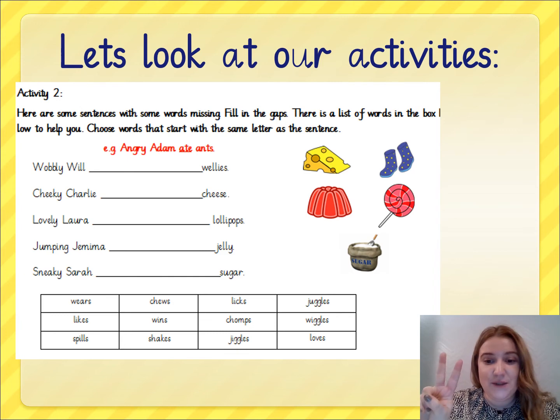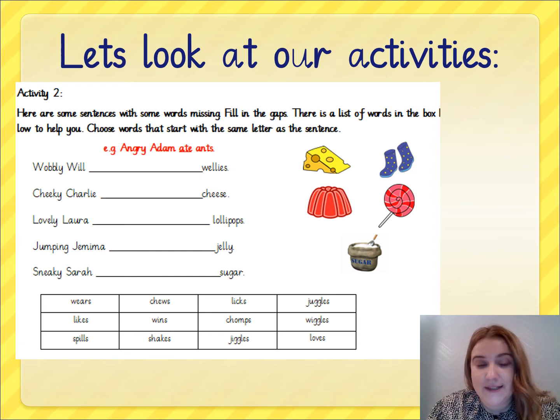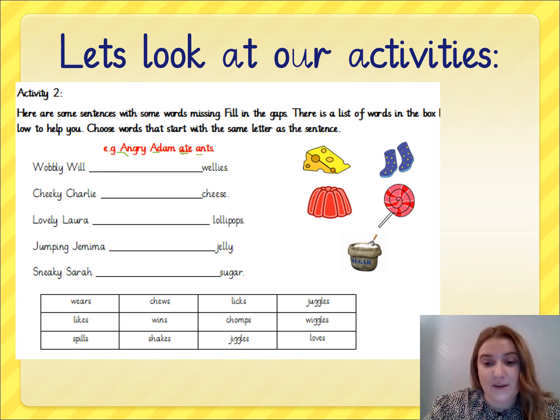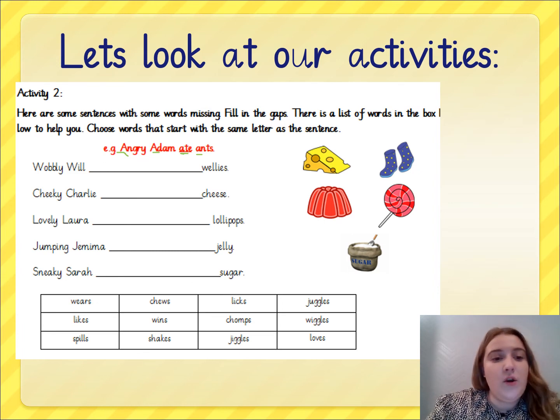Here is activity number two that I would like you to complete this morning. It's a fill in the missing gaps. It says, here are some sentences with some words missing. Fill in the gaps. There is a list of words in the box below to help you to choose. Choose words that start with the same letter as the sentence. And here is my example. Angry Adam ate ants. They all start with the same sound at the beginning, the A sound, the same letter. So look at this one, Wobbly Will something wellies.